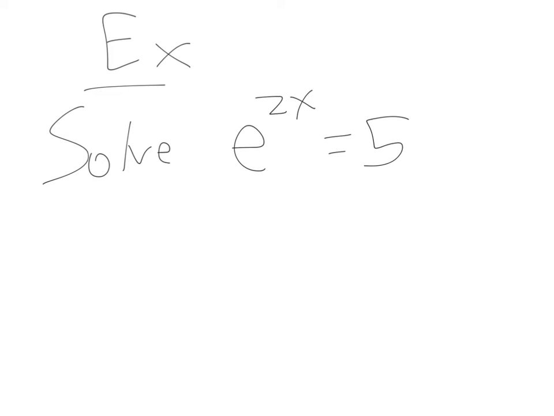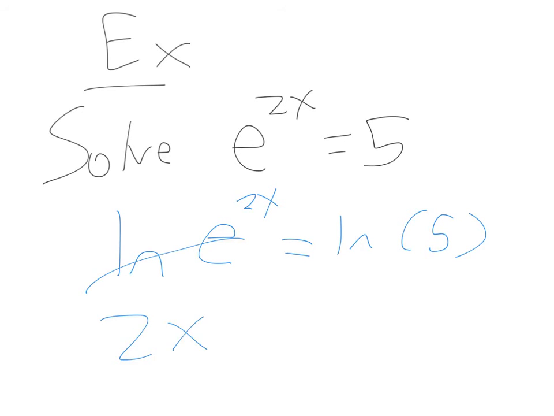Here's another example, solve e to a power of 2x is equal to 5. You can solve exponential equations also by using logarithms. You can do log base e of both sides, or simply, to shorthand it, do ln. Do ln of e to the 2x is equal to ln of 5. The ln and the e cancel out, so you have 2x is equal to natural log of 5.